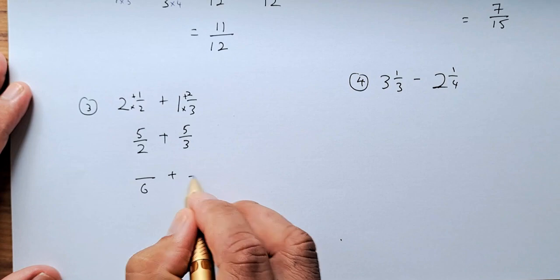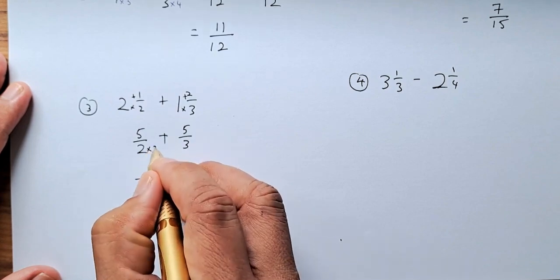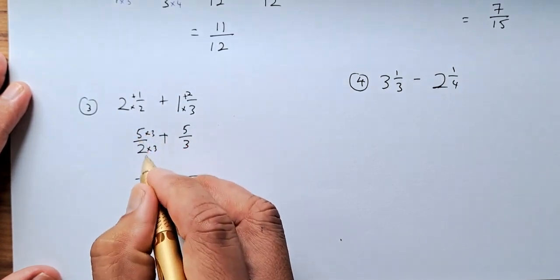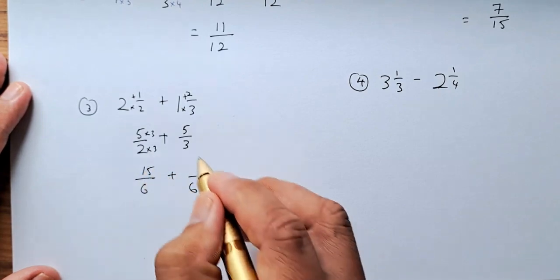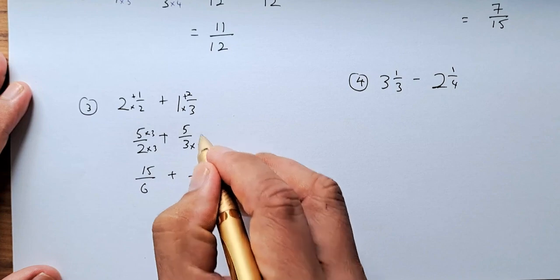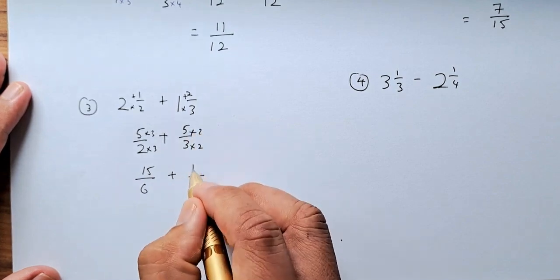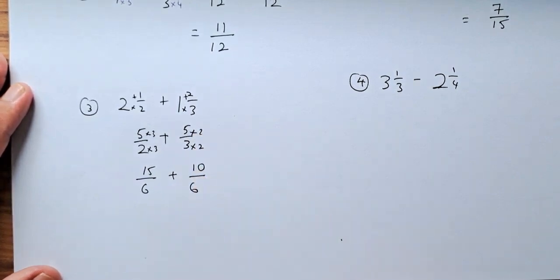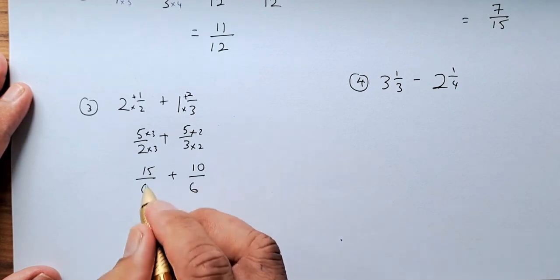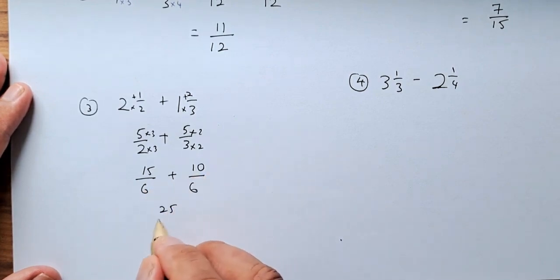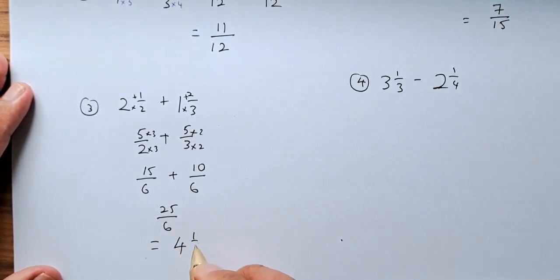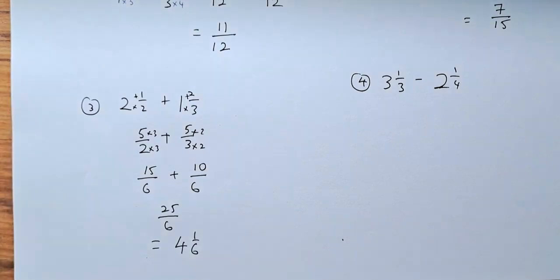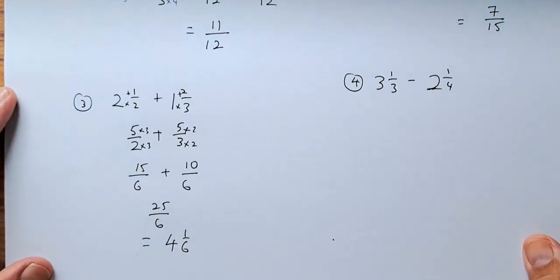Okay, the next step, we need to make the same denominator, and it's going to be 6. To make it 6, you multiply by 3 at the numerator for the first. So 5 over 2 is equivalent to 15 over 6. And 5 over 3, you multiply by 2, is equivalent to 10 over 6. Then you're going to add up the numerators. 15 plus 10 is going to be 25 over 6. And you simplify it: 25 over 6 is going to be 4 and 1 over 6. Okay? Now we do the last part.